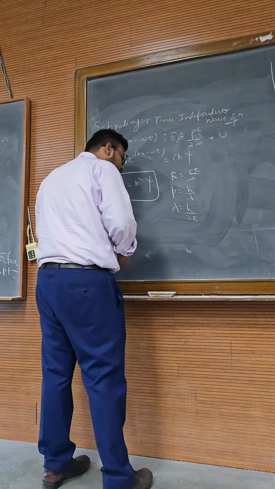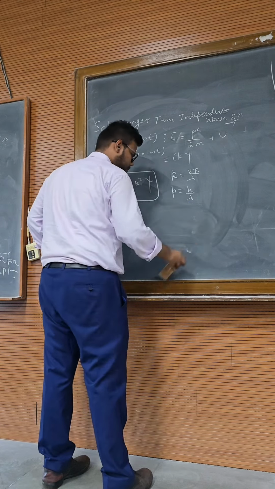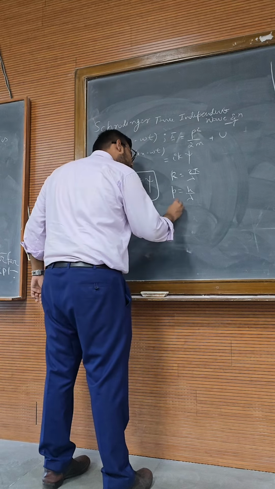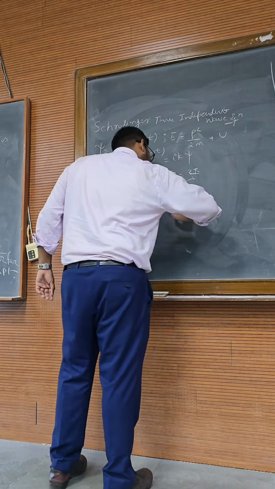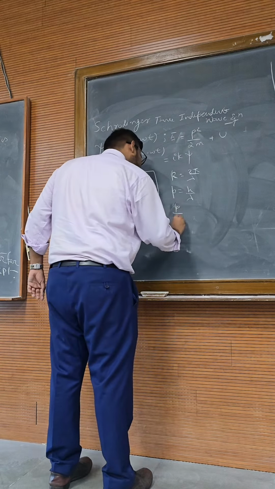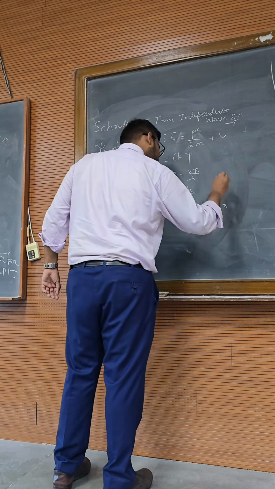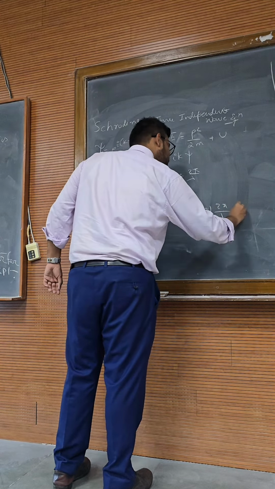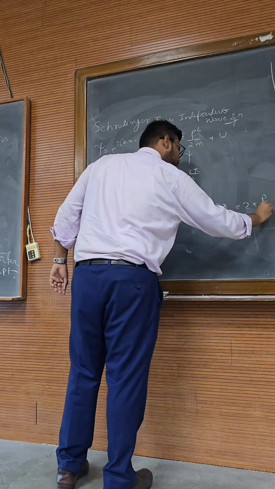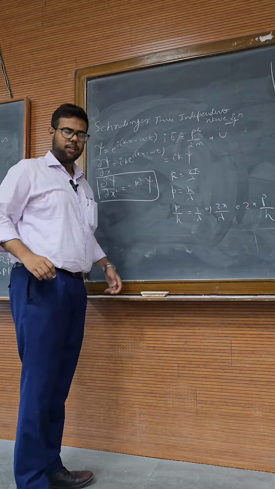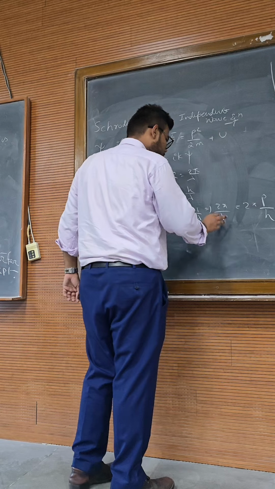Okay, or simply you can say that p by h is equal to 1 upon lambda, which means 2 pi by lambda is equal to 2 pi p by h. Can you see it? Okay, you got this expression.